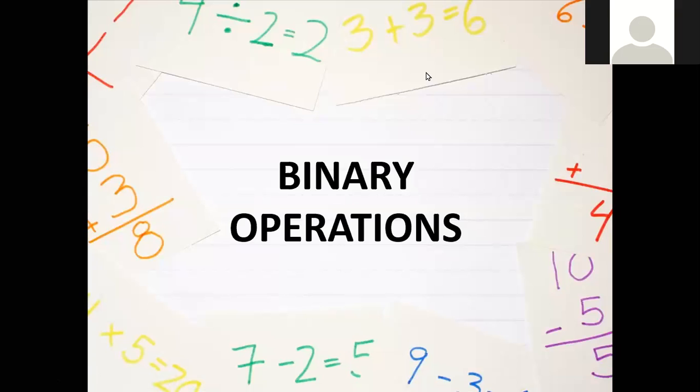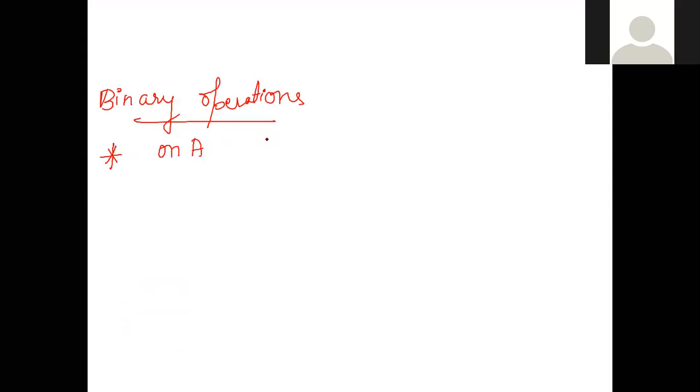Okay, fine. Now today we'll start with binary operations. I hope you have gone through the definitions and all those things. So what do you mean by a binary operation? It is nothing but a function. A binary operation is nothing but a function, but we define it by star. Star on A. What do you mean by star on A? Which means the domain and codomain both are set A. So star is nothing but a function. It is defined from A cross A to A.